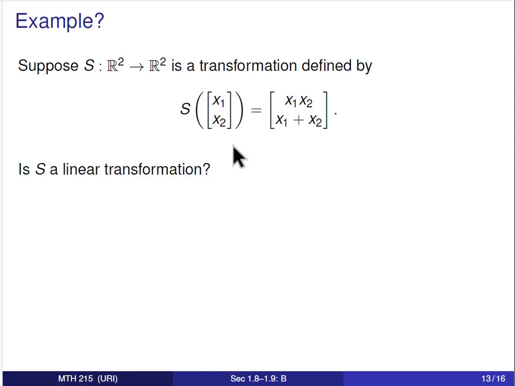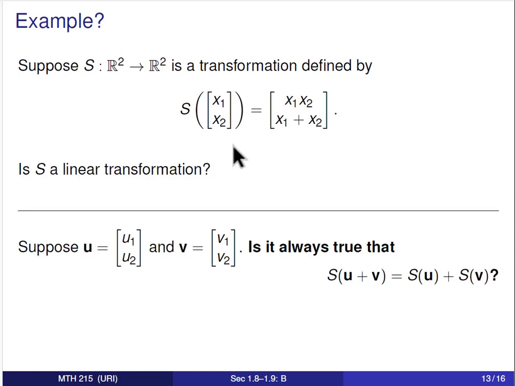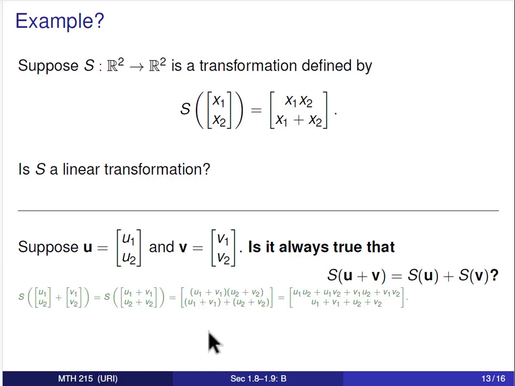So what we're going to do to answer this question is check those two conditions for being a linear transformation. Is it always true that when I apply S to u plus v, I get the same thing as distributing S onto both u and v? And we'll answer that as we just did. We'll compute the left-hand side, we'll compute the right-hand side, and see if they're equal to each other. So starting with S of u plus v, we'll plug in what we know for u and v.